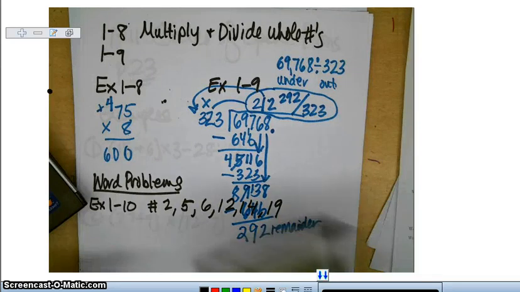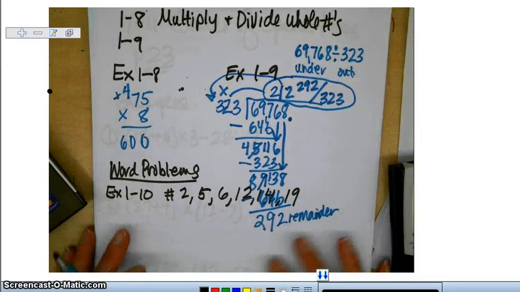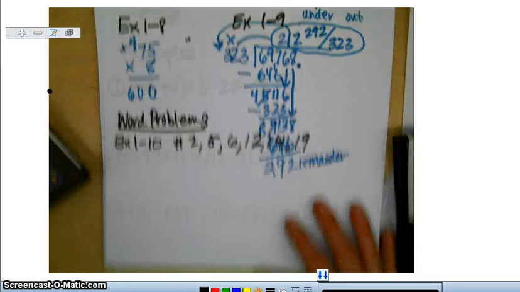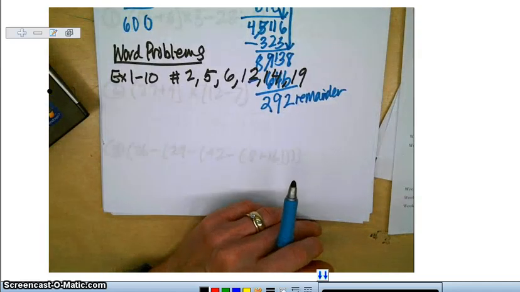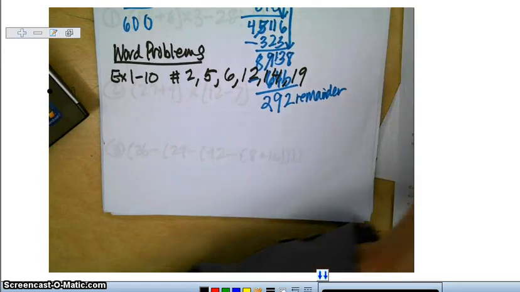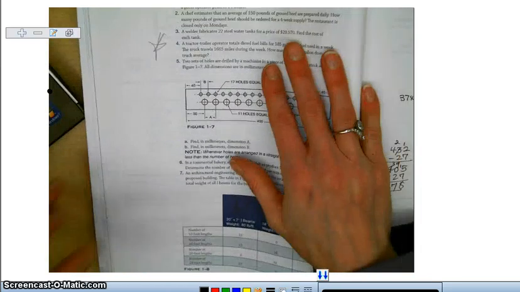But again, we'll probably just use our calculator on the word problems. So we're just going to look at some word problems now. The word problems are coming from the book. I may not do all of these. I might just pick a couple of these. So we're just going to take a look at number 2 first.